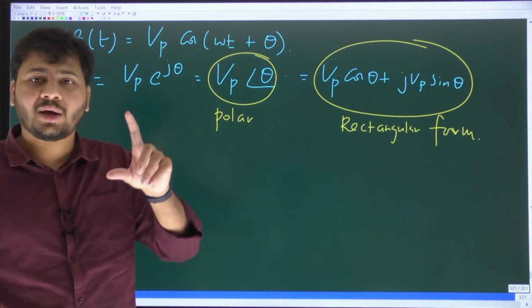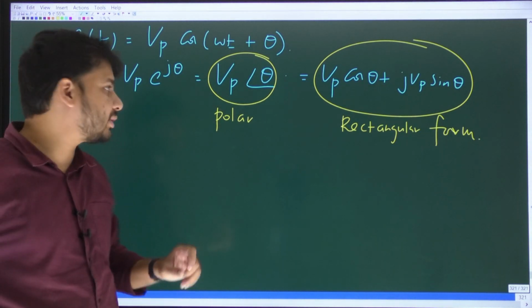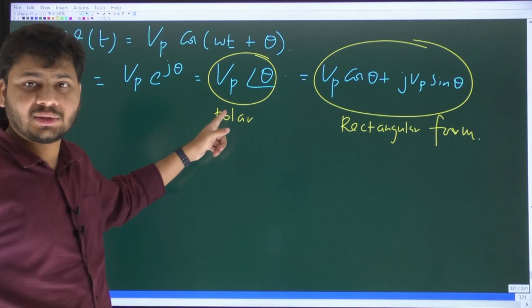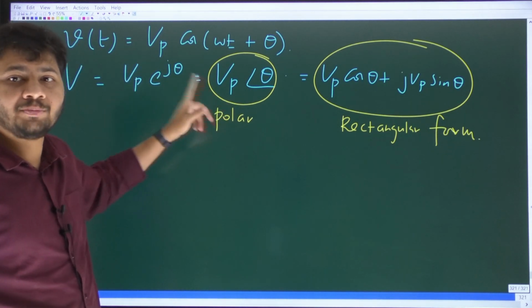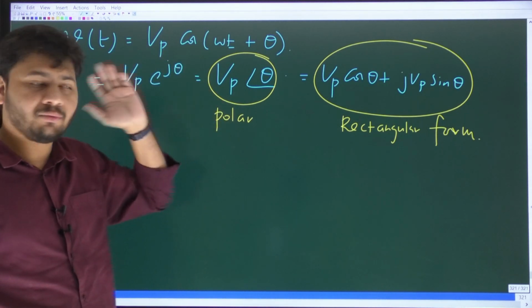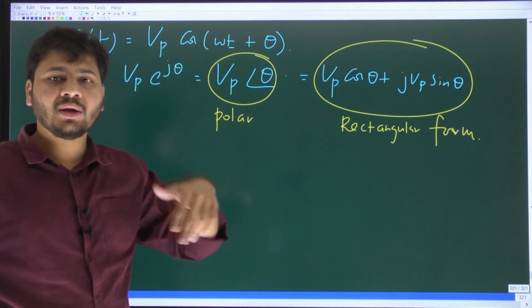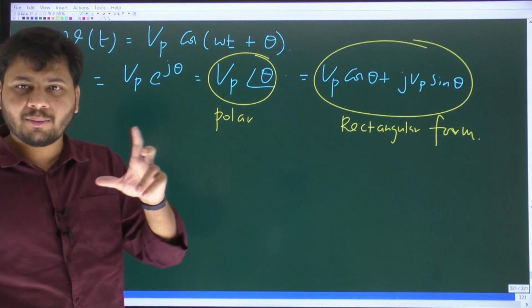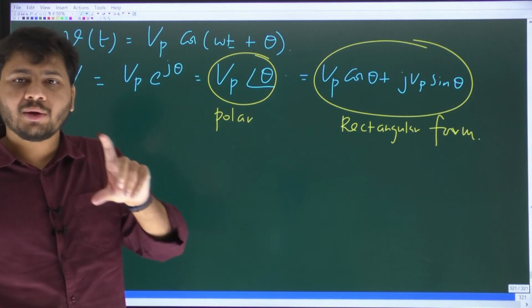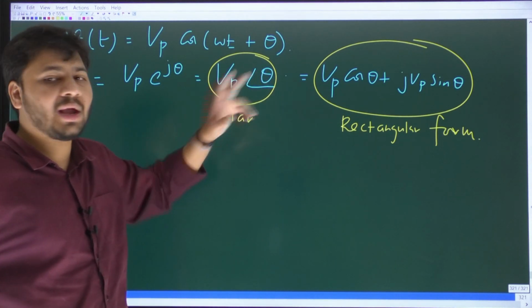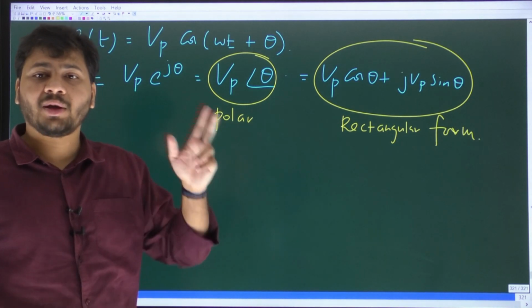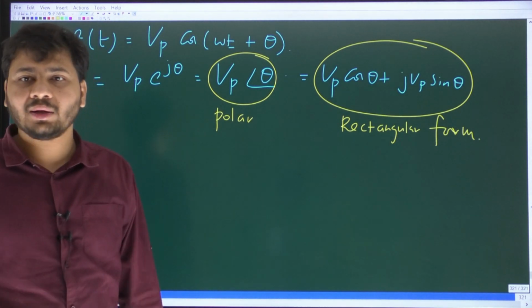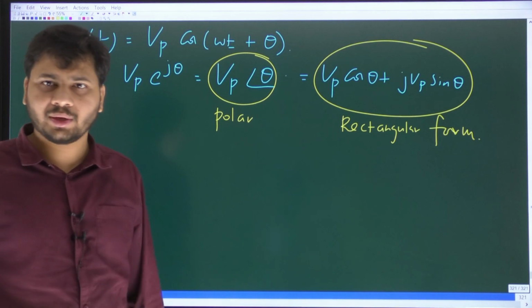But in the context of power systems and machines, the magnitude of the phasor is not the amplitude, it is the RMS value. For Vp cos(omega t plus theta), what is the RMS value? Is it not Vp by root 2? So the same voltage in phasor form will be represented not as Vp angle theta, but as Vp by root 2 angle theta. I hope it is clear, okay?